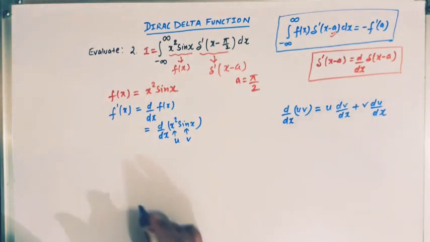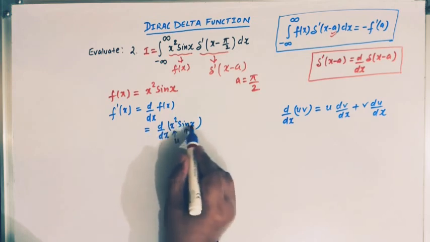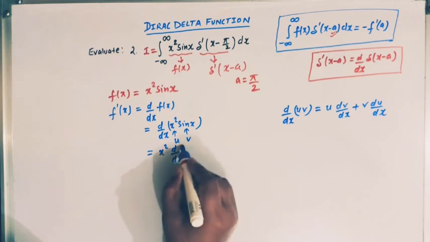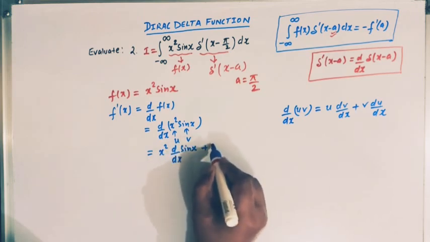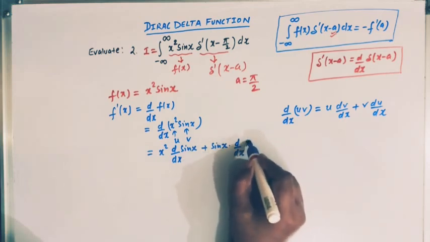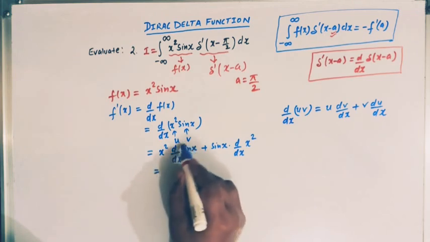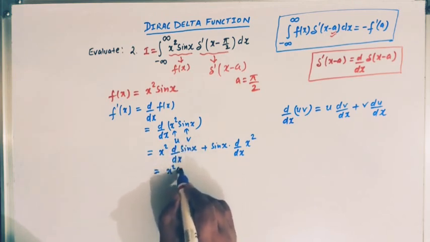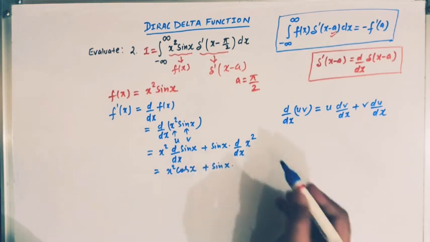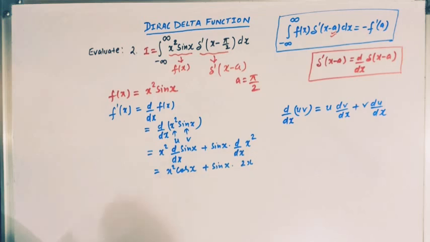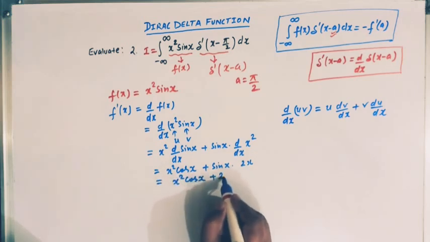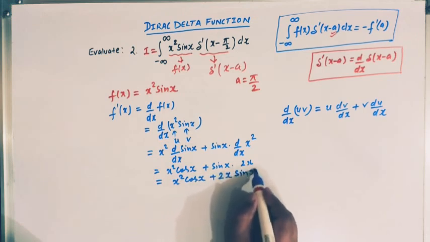Okay, so now here u is x square and v is sine x. So we have x square, then we have derivative of sine x, then we have sine x, and then we have derivative of x square, right? So derivative of sine x is cosine x, so we have x square cos x, and here we have sine x. Derivative of x square is 2x, right? So we can write it as x square cos x plus 2x sine x, right?